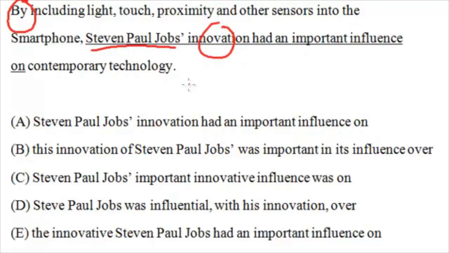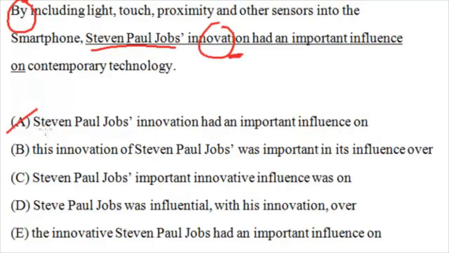So this error, very, very common on the improving sentence section, usually has to change to a person, whatever this is modifying. Except, look over here. The subject over here is innovation, not a person, right? So, I know you're thinking, oh, Steve Jobs integrated all this stuff, and which had an impact on modern technology. But this actually says innovation. By including light, touch, proximity sensors, innovation had an important influence, which is wrong. You need a person over here. Okay, so A is wrong.